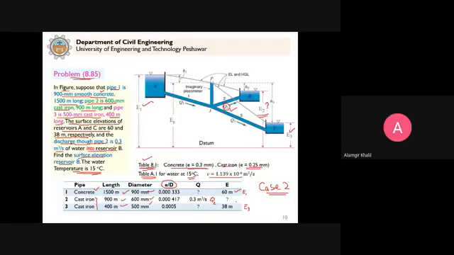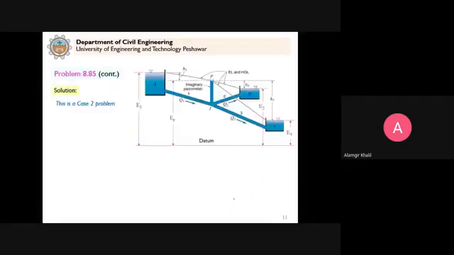So now how to proceed to solve this problem? We have to calculate Q1, Q3 and E2. As I discussed, to solve this problem, first we determine that this is a case 2 problem. As I already discussed, it is a trial and error procedure. We find the elevation of P by trial and error, so we have to assume the value of EP.